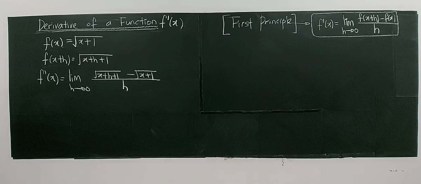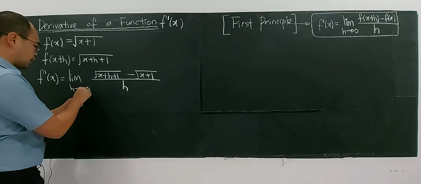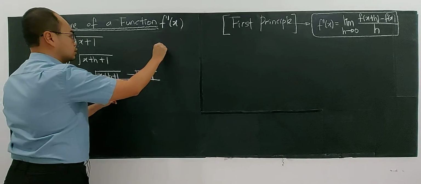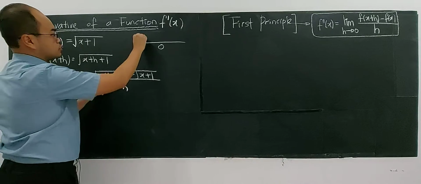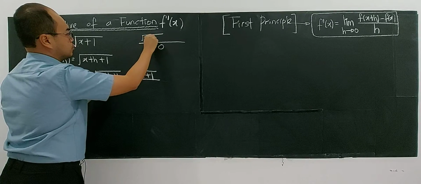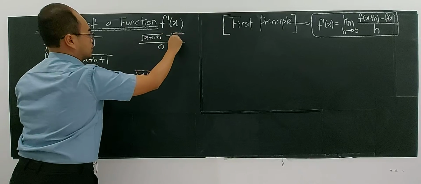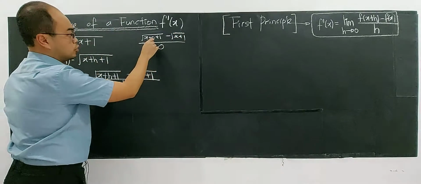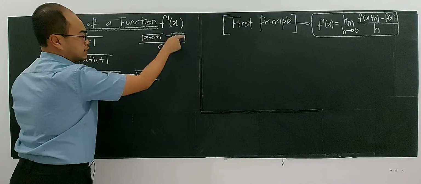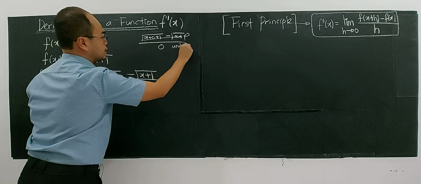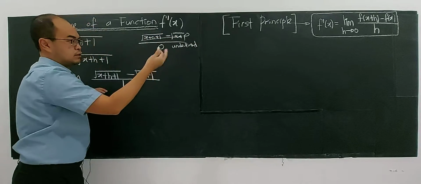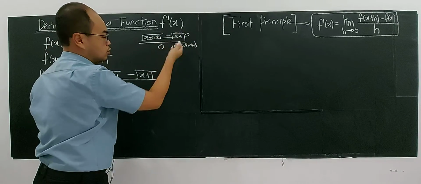But before you evaluate, you have to check. You have to use the concept of limits here. So what happens when you directly substitute h equals 0 into this function? You have square root of x plus 0 plus 1 minus square root of x plus 1. So x plus 1 and x plus 1 are exactly the same. If you minus, you're getting 0. This is a case of undefined, indeterminate form. You cannot determine what is the value, because it is 0 over 0, right?